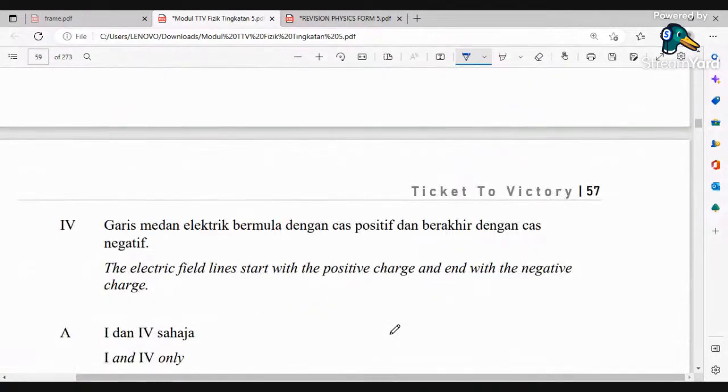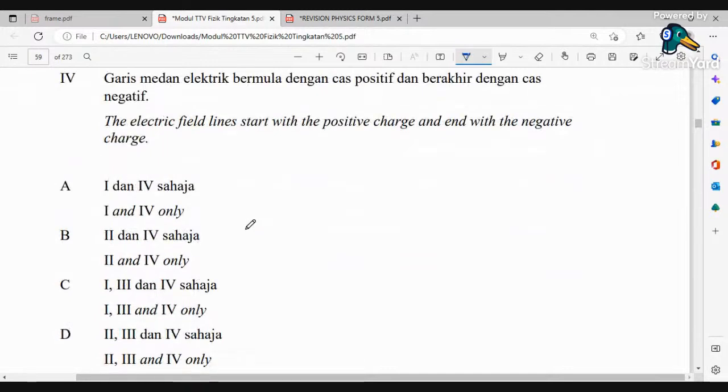Look at 4. Electric field lines start with positive charge and end with negative charge. What is the answer for this one? Electric field lines start with positive, end with negative. Yes, electric field is always directed from positive to negative. So this one is correct. So the answer is D.